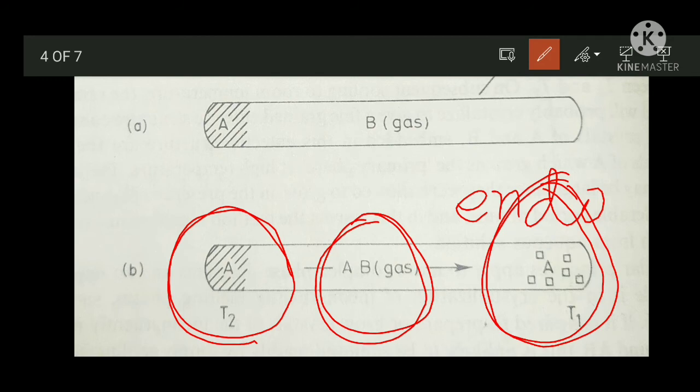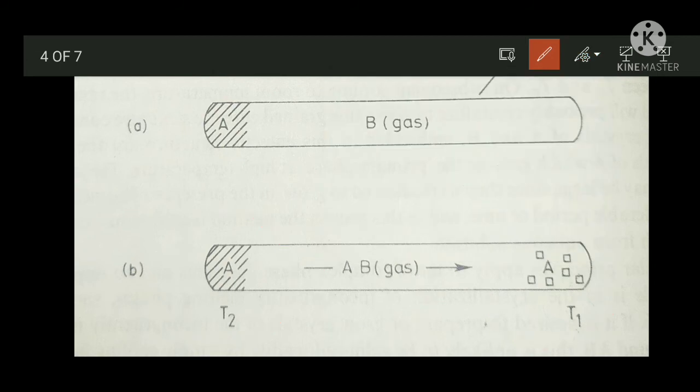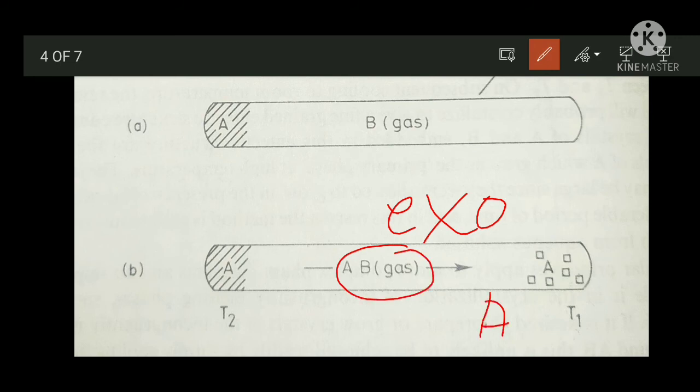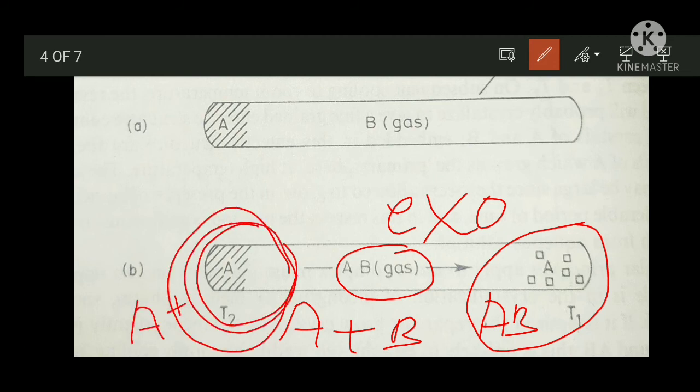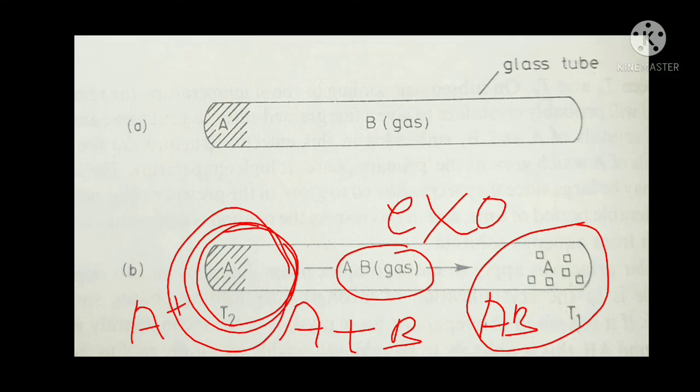On the other hand, if the formation of AB is exothermic, then the reaction takes place at the cooler end of the tube, and the decomposition of AB takes place at the hotter end of the tube, and crystals of A are formed at this hotter end of the tube. So these are the general conditions for formation of crystals.